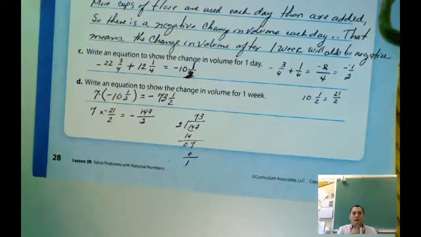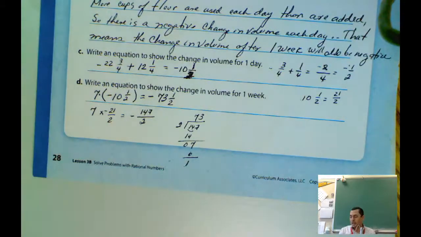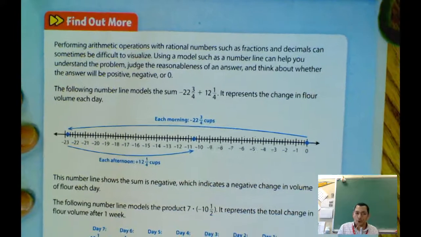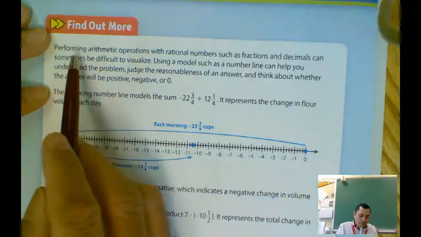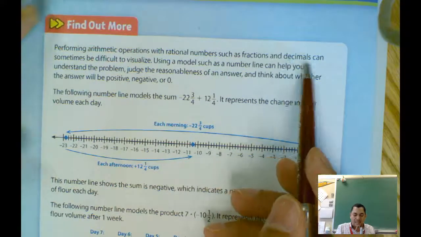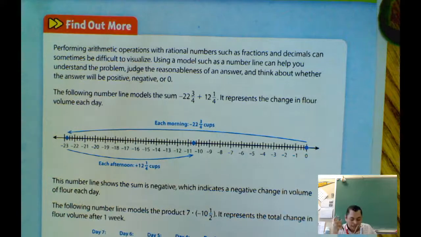See how we use simple math from previous years to solve those problems. So let's move to page 29. So we're going to figure out more. In this case, performing arithmetic operations with rational numbers such as fractions and decimals can sometimes be difficult to visualize. Using a model such as a number line can help you understand the problem.